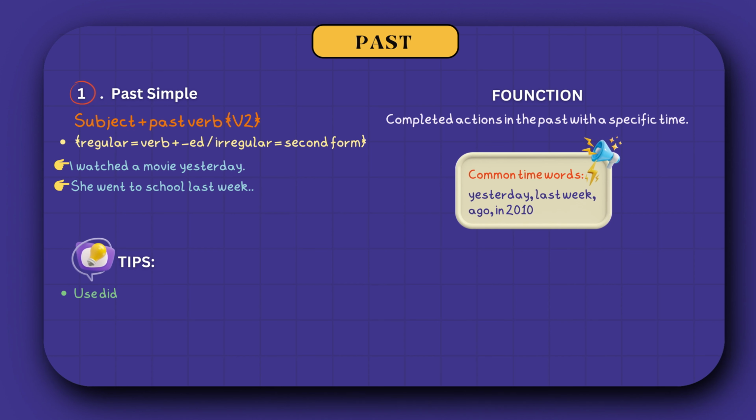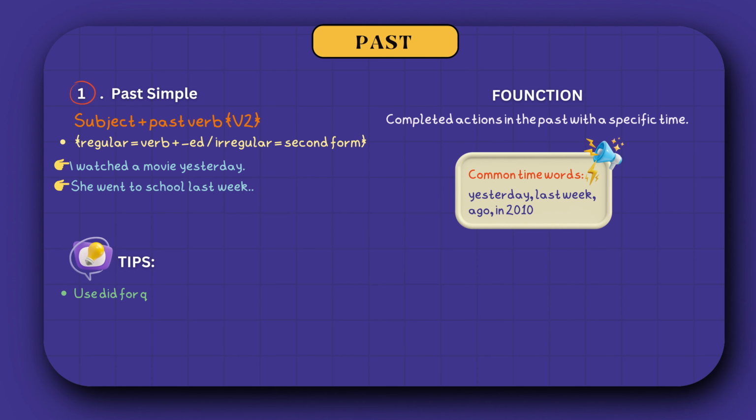Tips. Use did for questions and negatives. Did you go out? I didn't go out. The main verb returns to its base form after did. Don't use just, already, yet here. They fit better with present perfect.